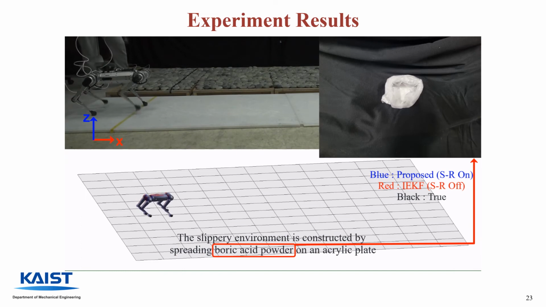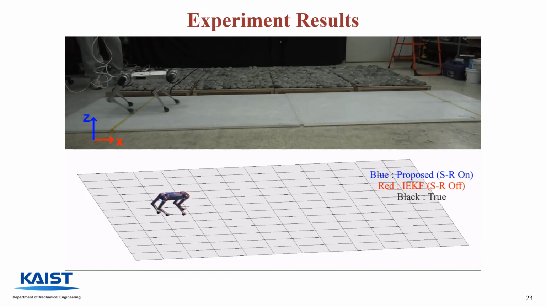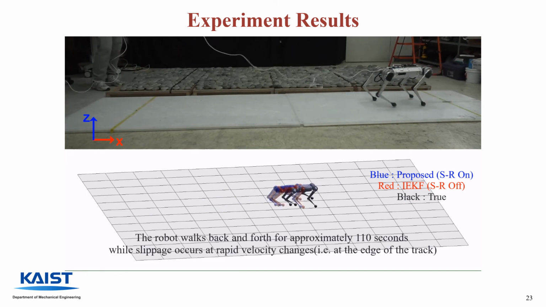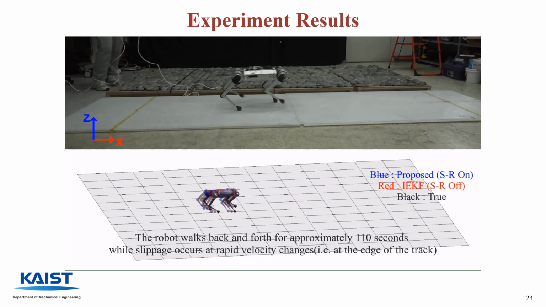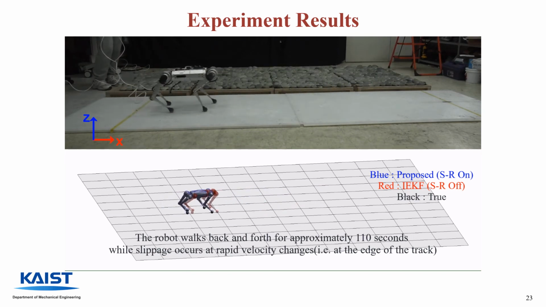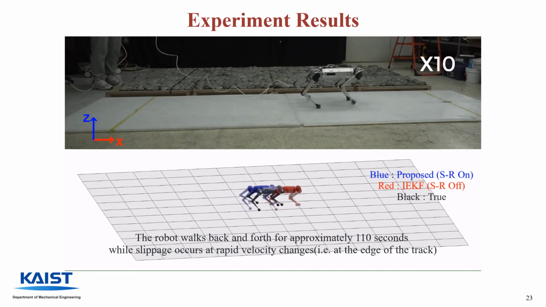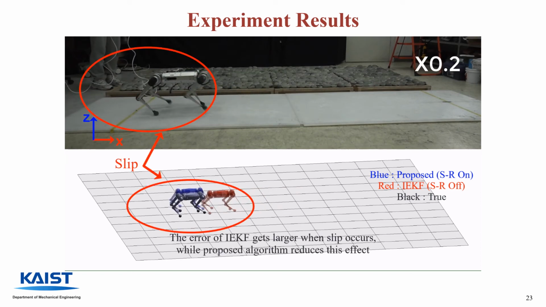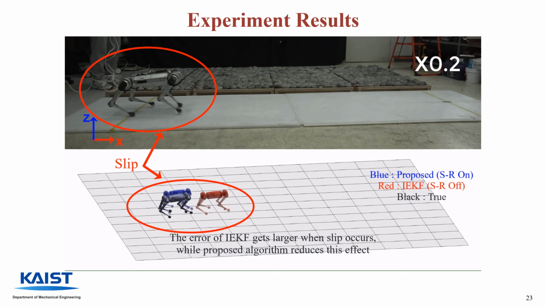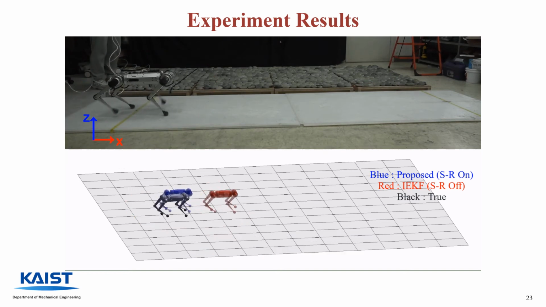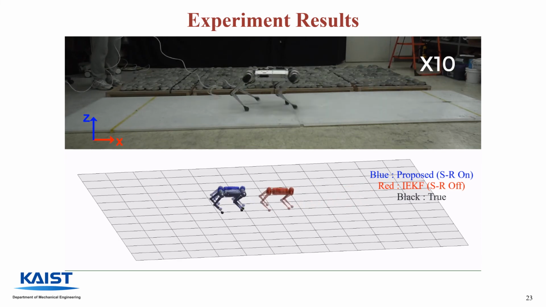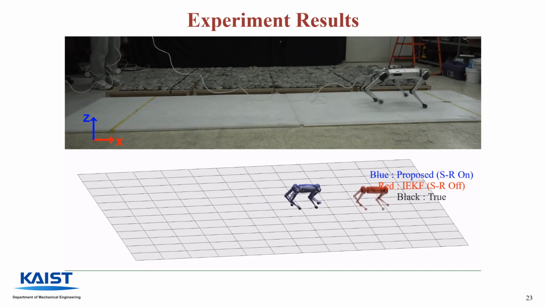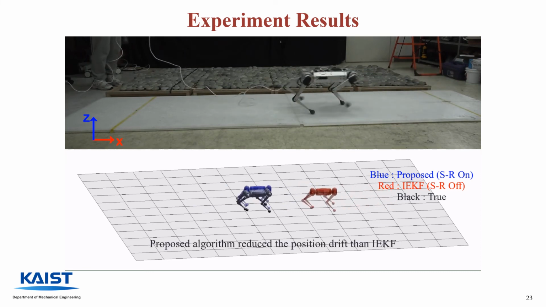The second environment is the slippery surface environment. In this scenario, the robot walks back and forth for approximately 110 seconds, with approximately 54 meters as the total length of the trajectory, while making slippage on rapid velocity changes. The error of the estimation of IEKF gets larger when slip occurs, while the proposed algorithm reduces this effect. You can see the proposed algorithm could reduce the final position drift more than the IEKF algorithm.